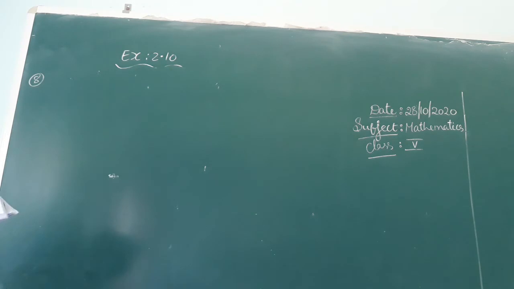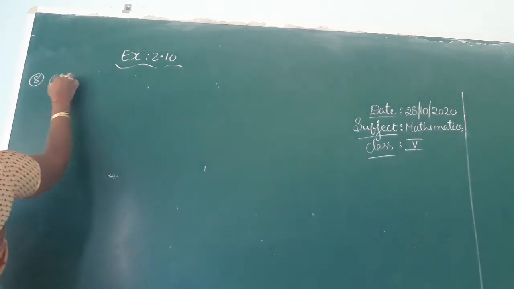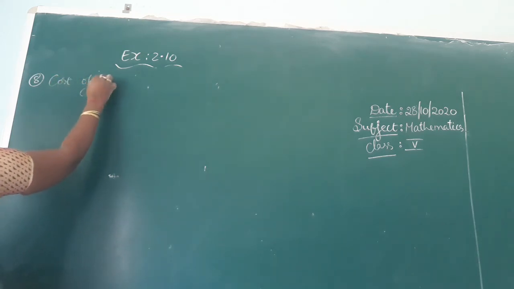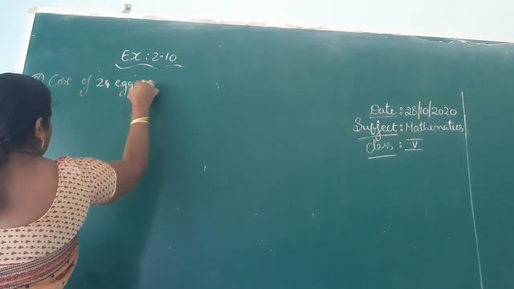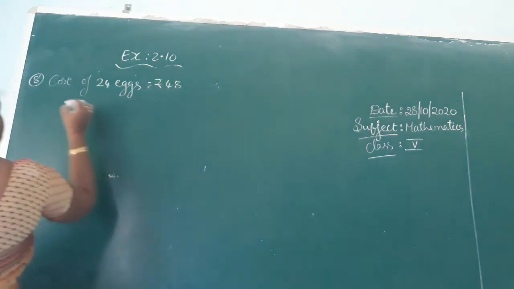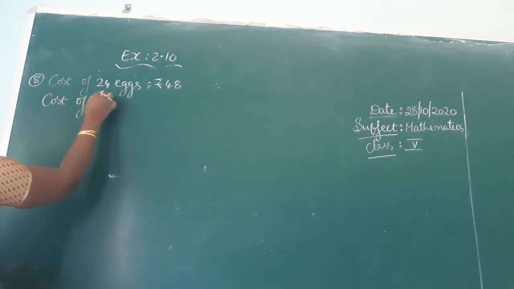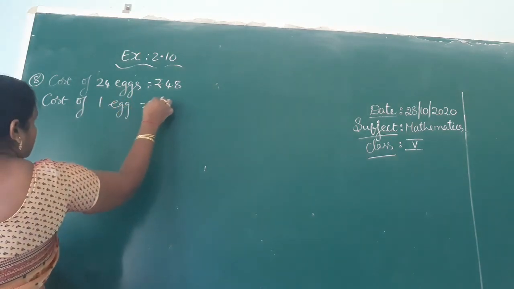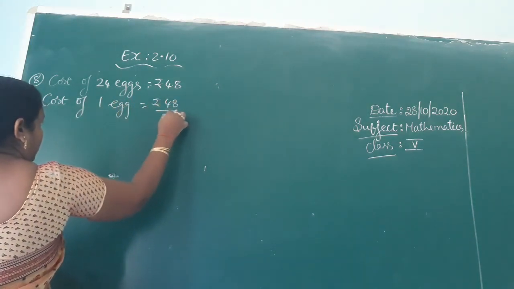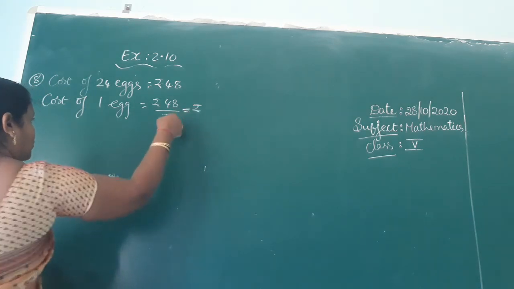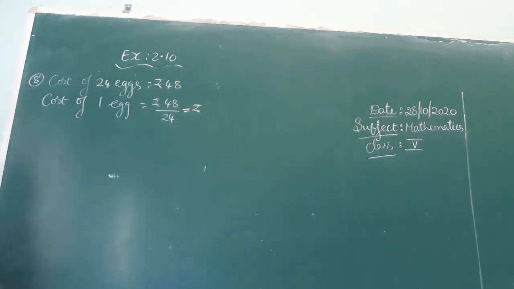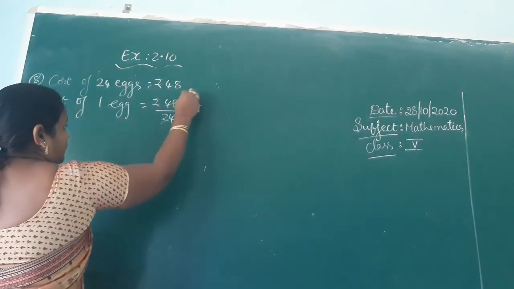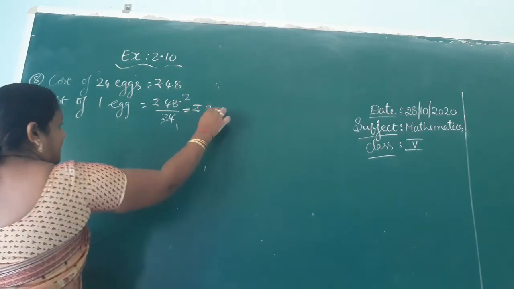The cost of a tray containing 24 eggs is 48 rupees. What is the cost of 8 eggs? Cost of 24 eggs was given, cost of 8 eggs they asked. So first you have to write cost of 24 eggs, it's nothing but 48 rupees. First you have to find out the cost of 1 egg. 48 divided by 24. If you observe, 24 2's are 48, it is double the number. So each egg costs 2 rupees.